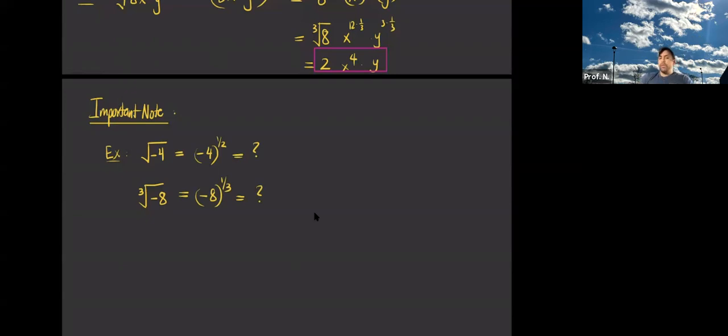Well, we know the square root of 4 is 2, right? But what's the square root of -4? What number, when you square it, gives me a negative number? What number, when you cube it, gives me a -8? Can anybody give me a number?